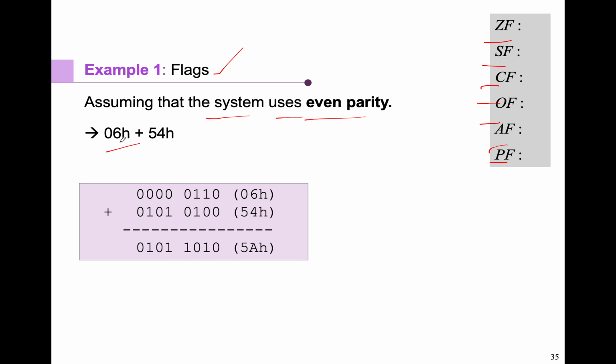Now you have these flags, several of which you already learned in your previous slide. Assume the system uses even parity. What is even parity? So this is the value, and you need to add it. Of course, to add, you need to change it into binary form. So this is the binary for 06H, and this is the binary for 54 hexadecimal. And the answer is 5EH.